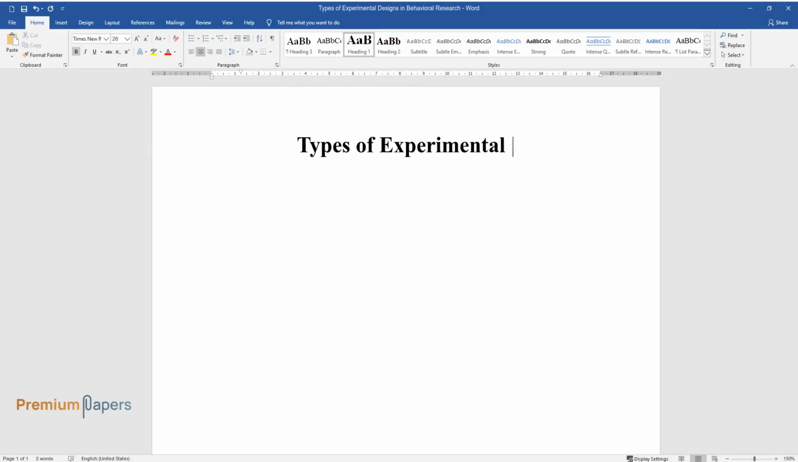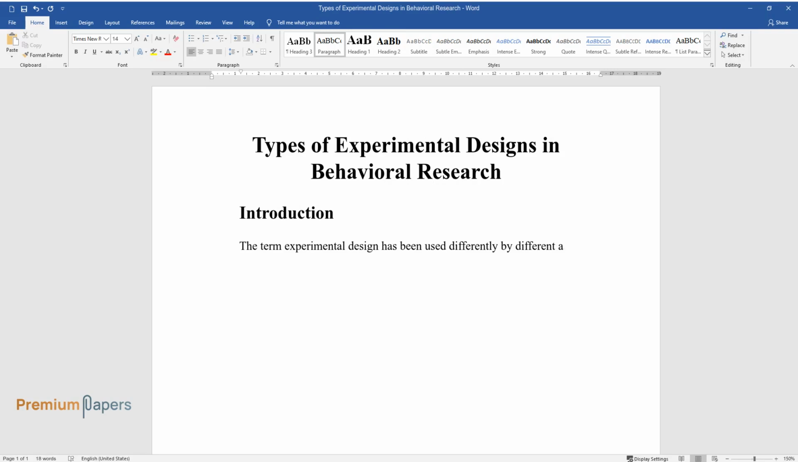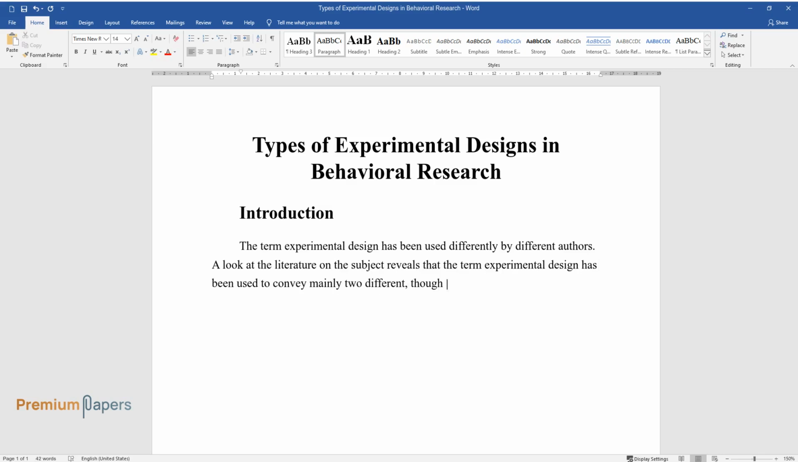Types of experimental designs in behavioral research. Introduction. The term experimental design has been used differently by different authors. A look at the literature on the subject reveals that the term experimental design has been used to convey mainly two different, though interrelated, meanings.